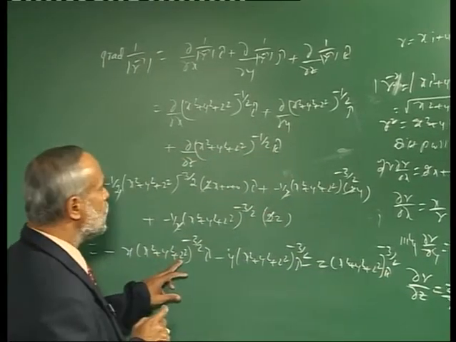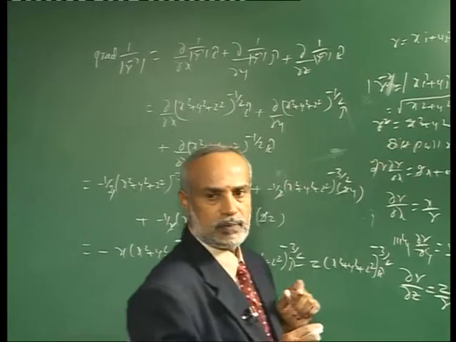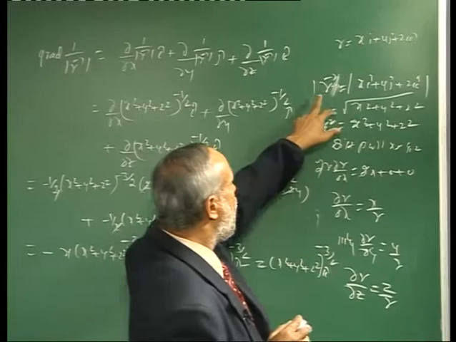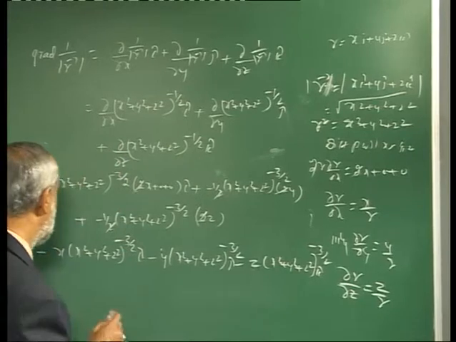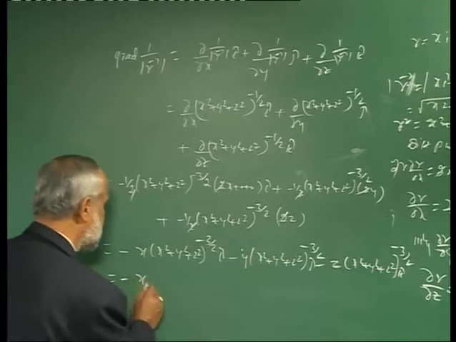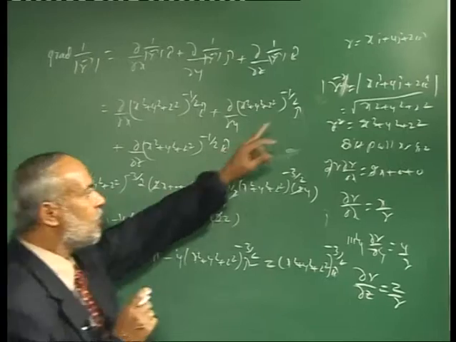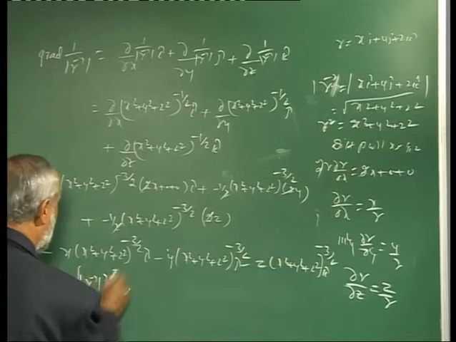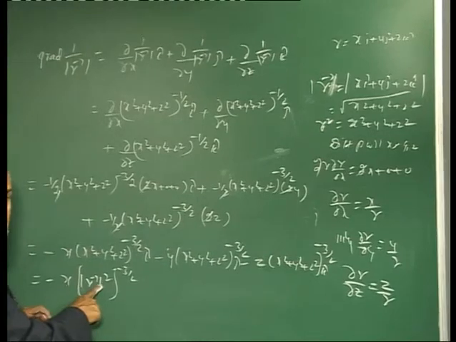See here, x² + y² + z² can be written as r squared. If you take the modulus of the r vector, what do you get? This is equal to minus x into this x as it is, and x² + y² + z² can be written as modulus of r whole squared, whole to the power of minus 3 by 2. This x² + y² + z² is nothing but modulus of r squared.